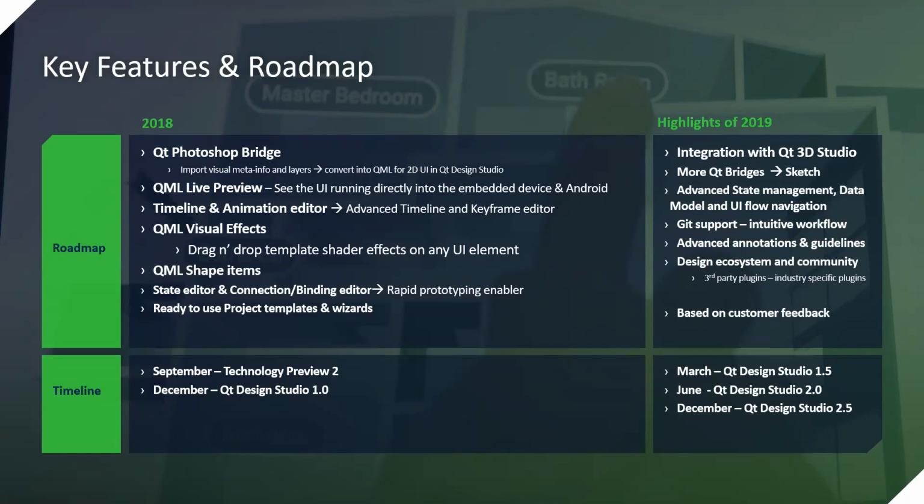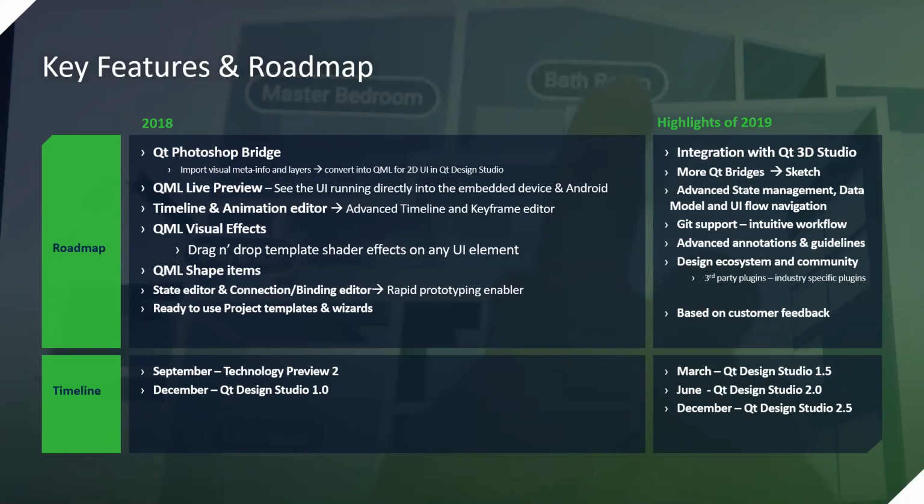We also introduced shape items, so you can have a custom shape in QML directly in Design Studio. For now, we have introduced just a few of them, like arc, pie, and rectangles with more functionality, right? We will try to show some of those.